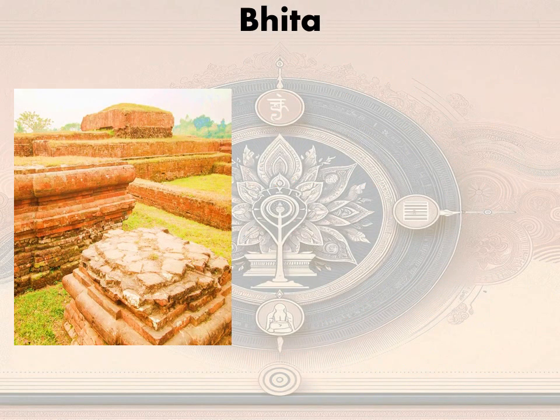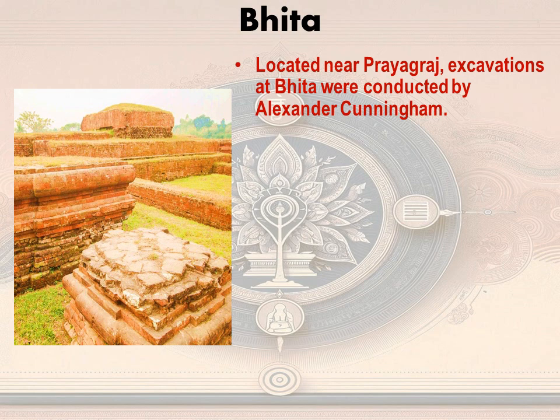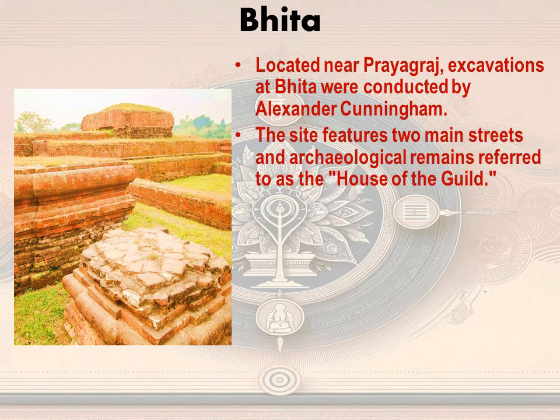Bhita. Bhita is another important site which is located near Prayagraj, earlier known as Allahabad. Excavations at Bhita were conducted by Alexander Cunningham. So, Alexander Cunningham, the founder of ASI, led the first excavations at Bhita in the 19th century. The site features two main streets and archaeological remains referred to as the House of Guild.